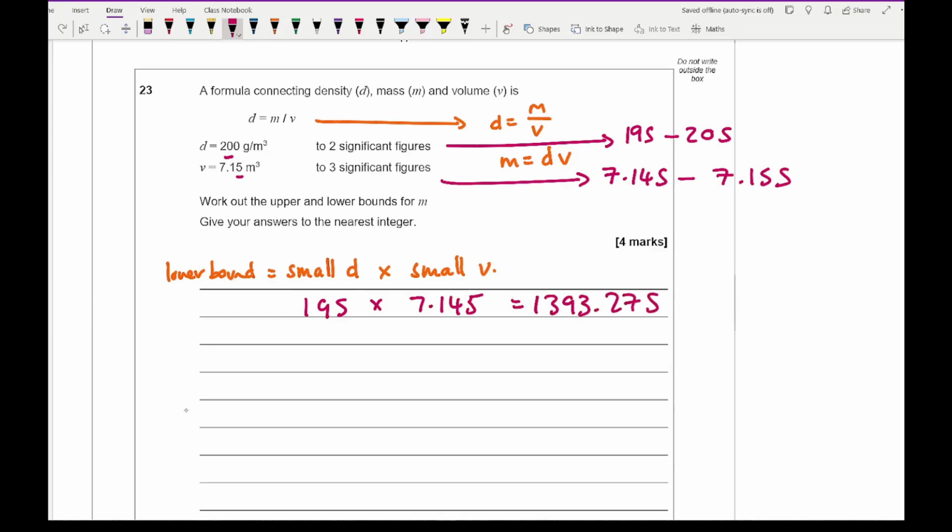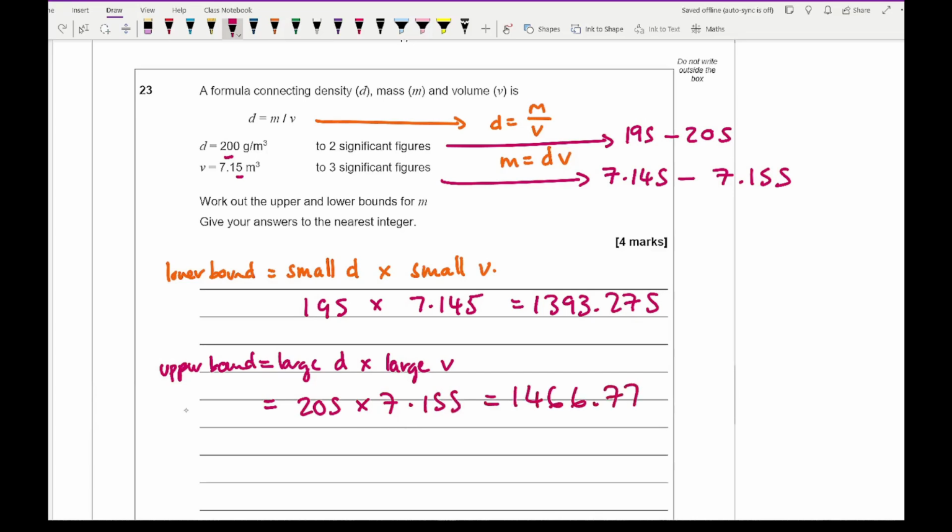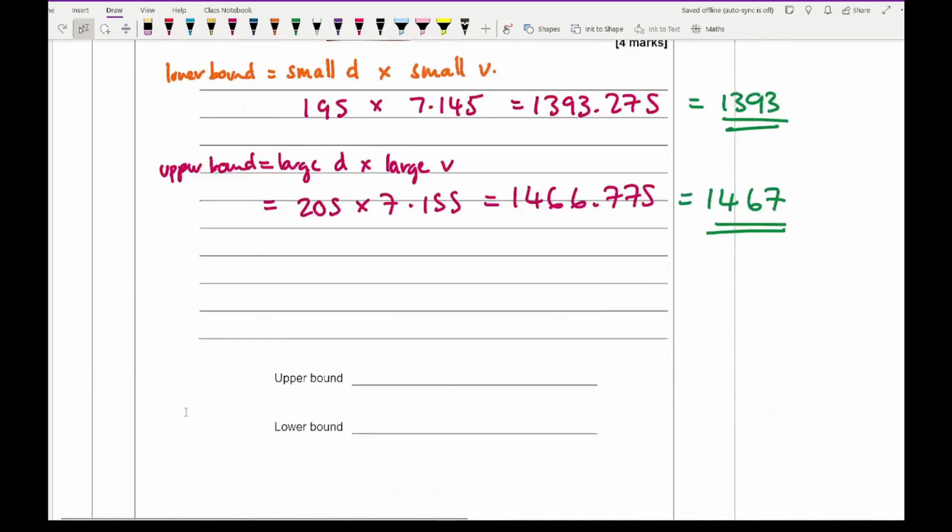And that gives me an answer of 1393.275. The upper bound is going to be large d times large v, and that's going to be 205 times 7.155, which gives me an answer of 1466.775. Now the question says give your answer to nearest integer, so I need to round those numbers. So the lower bound is going to be 1393 and the upper bound is going to be 1467. And there is my final answer.